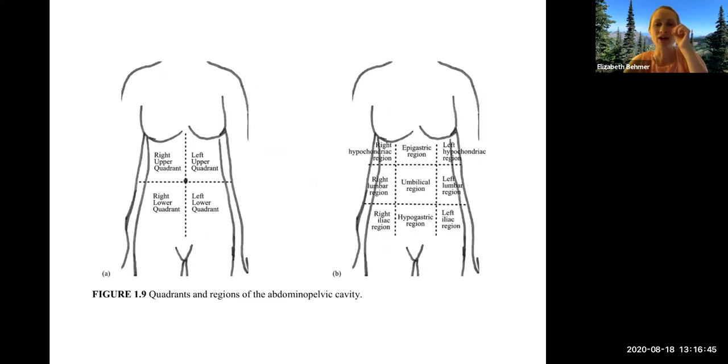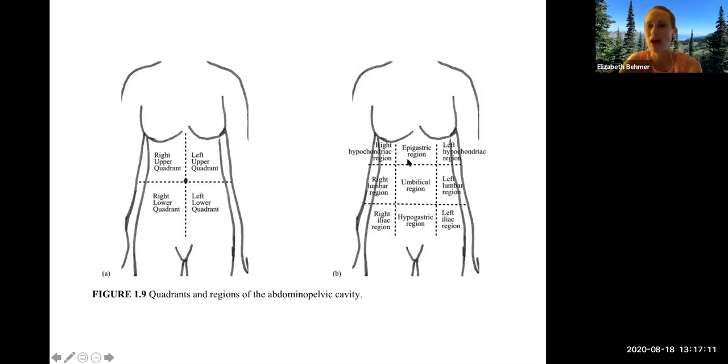Then we get into quadrants of the abdominal pelvic cavity. So we divide the body, especially the abdominal pelvic, into quadrants. And again, this is used for medical purposes. If someone is undergoing surgery or is complaining of pain, they would say this patient is complaining of pain from the right hypochondriac region. Well, everyone will know what that is. It's this region up here.